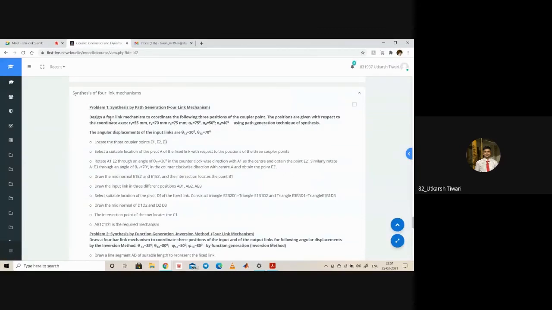The first question is: design a 4-link mechanism to coordinate the following 3 positions of the coupler point. The positions are given with respect to the coordinate axis. R1 is equal to 55 millimeter, R2 is equal to 70 millimeter, R3 is equal to 75 millimeter. Alpha 1 is equal to 75 degree, alpha 2 is equal to 50 degree, and alpha 3 is equal to 40 degree, using the path generation technique of synthesis. The angular displacements of the input link are 30 degree and 70 degree. So here's the solution of the first question.